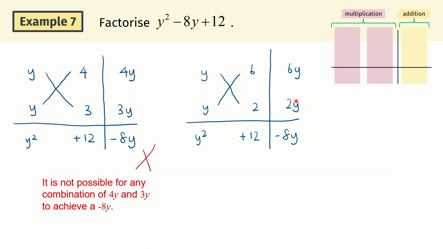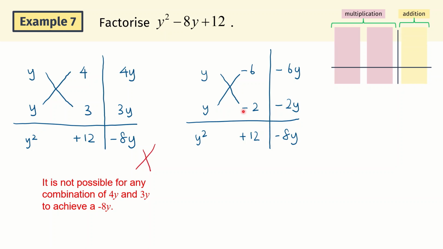So now we ask ourselves the next question. How can I ever get a negative 8y if I were to put in any negative signs or positive signs? Is it ever possible for 6y and 2y to add up to give us negative 8y? There is a possibility, and that is by having negative 6y adding negative 2y. So negative 6 minus 2 will give us negative 8. So our negative signs need to be placed over here as well as with the 2 here.